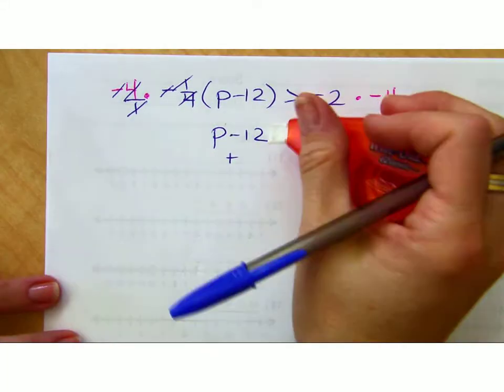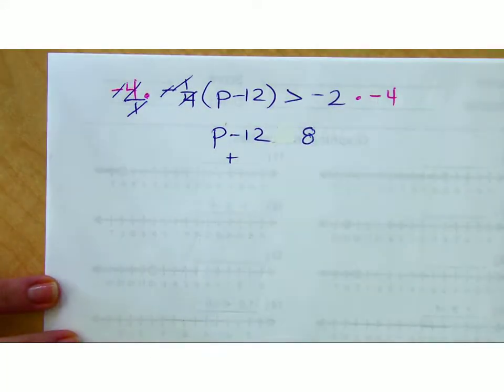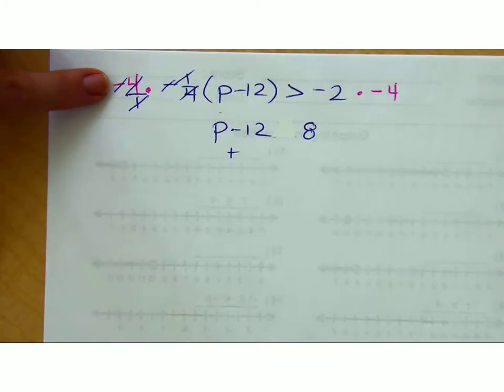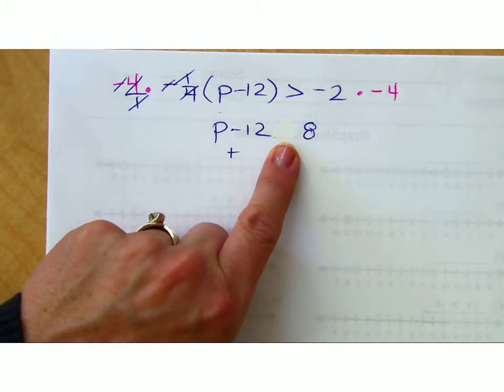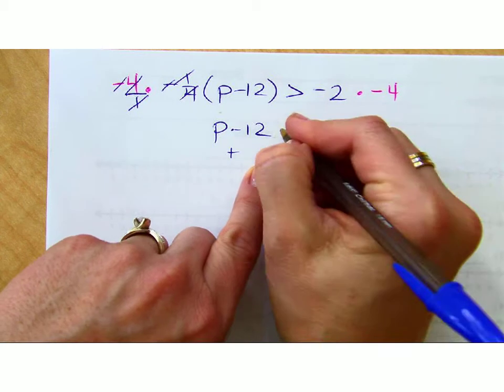Sorry, I'm doing too much at the same time. Anybody catch me? Yeah, what did I do? This is exactly why I did this. I multiplied by a negative. So that can't be a greater than sign. It's got to be what? Less than.